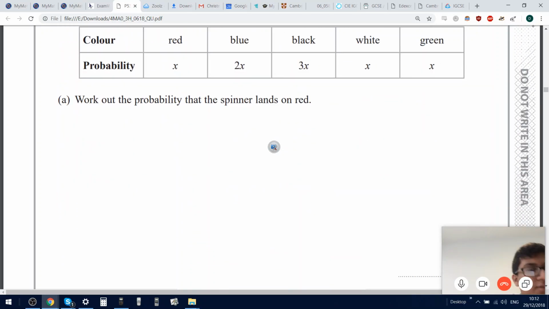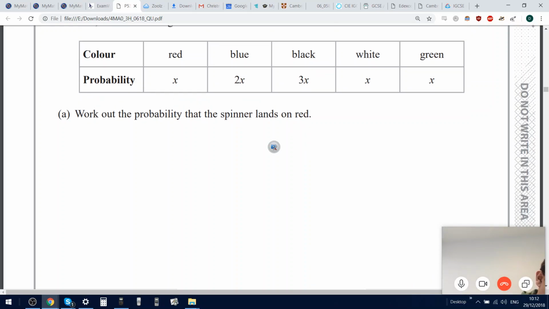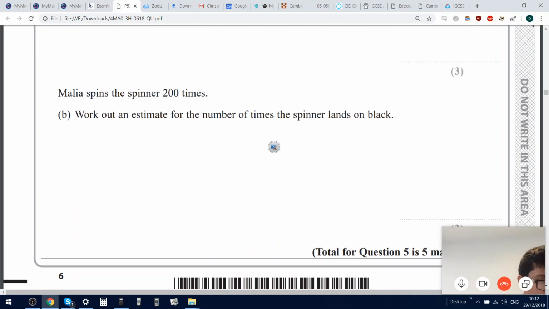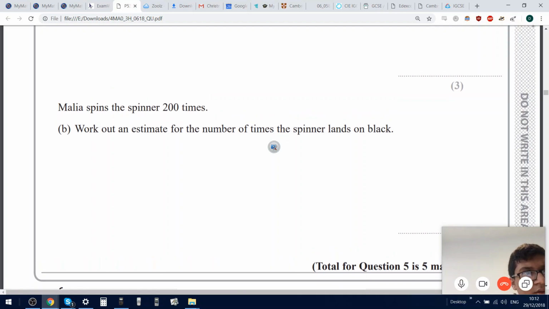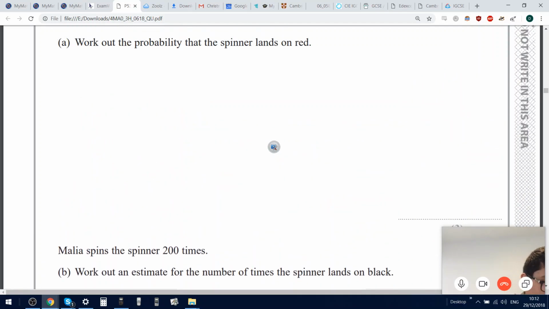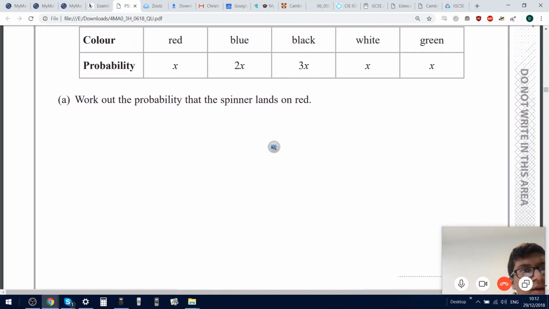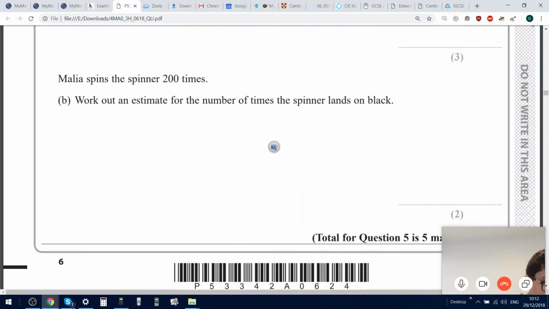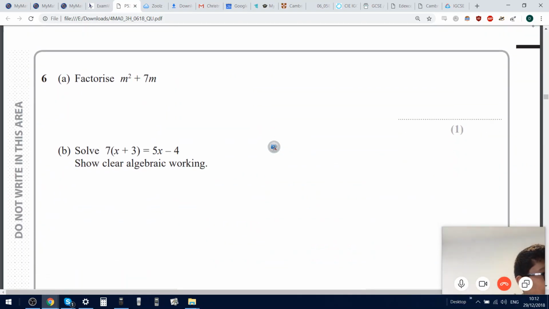Lands on red, so that's x over 3x plus 2x plus 3x. A 1 in 8 chance. Yep. And then how would you do this one? So he spins it 200 times, so what's the probability of that? 3x, okay, so 3 over 8 times 200. Yeah, fine.